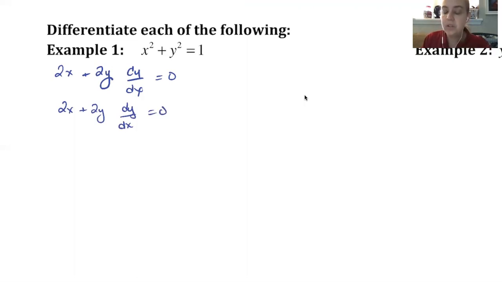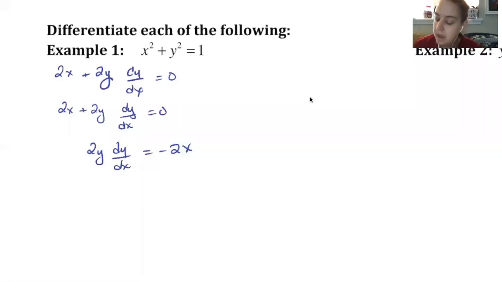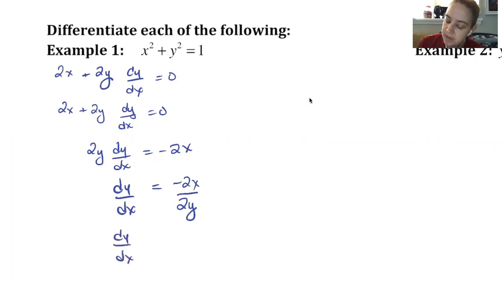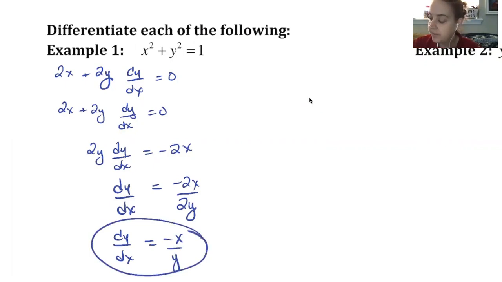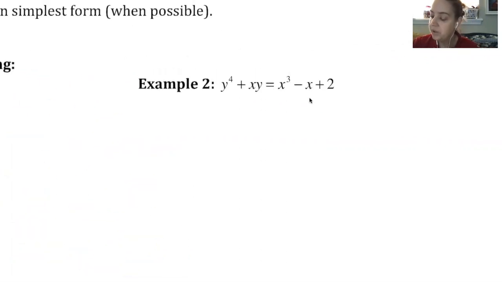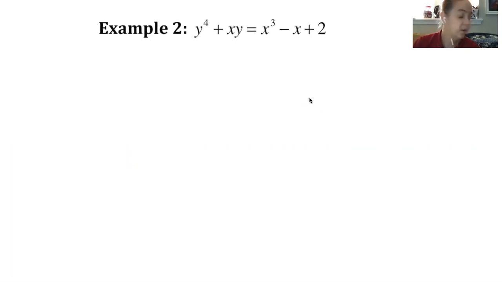So we are going to solve for dy dx. I'm going to subtract 2x on both sides. So 2y dy dx is equal to negative 2x. To solve for dy dx, we divide both sides by 2y. So dy dx is equal to negative 2x over 2y. And then you want to simplify as much as you can. Those 2's will cancel out. So dy dx is equal to negative x over y. That is our derivative. So now if we look at example number 2, we have more terms to work on.